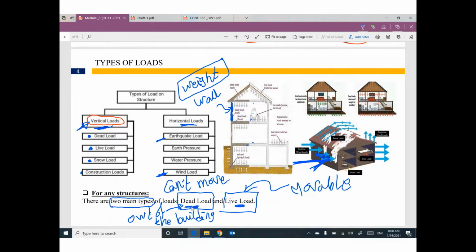of load: dead load, which is the weight of the structure itself and cannot be moved, and we have live load, which is movable. You can move the position, the location of this load. Horizontal load is probably like earthquake, like wind load, like earth pressure, like water pressure.